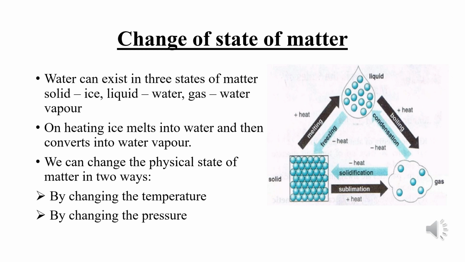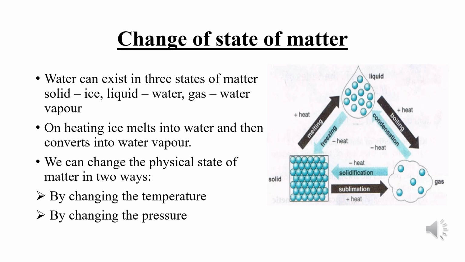So on heating, what happens? Ice melts into water, and again when we heat the liquid, then we are converting the liquid into the gaseous state. That means the water vapor. So we can change the physical state of matter in two ways. First, by changing the temperature, and another is by changing the pressure. Now, what are the exact factors which are responsible in changing the temperature as well as the pressure?